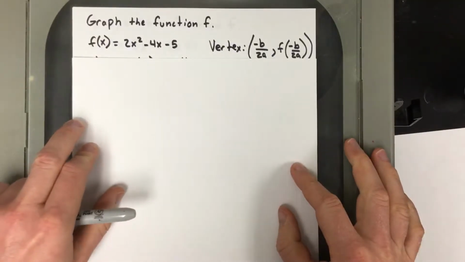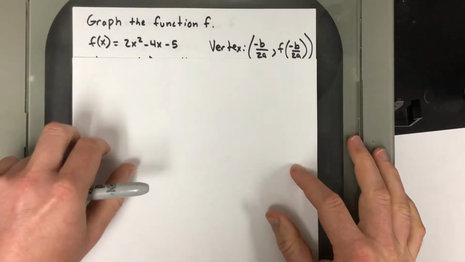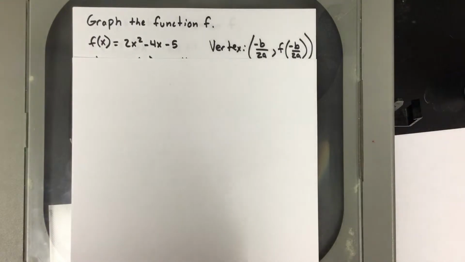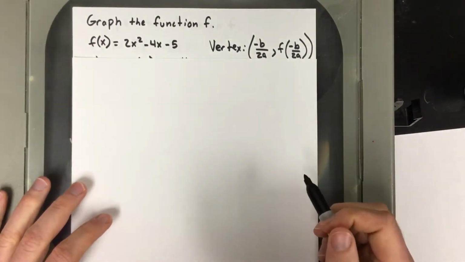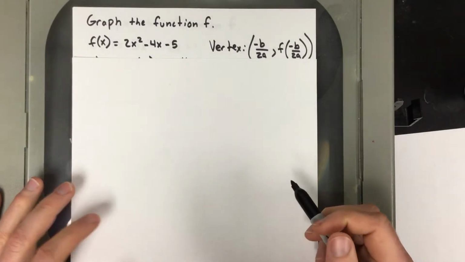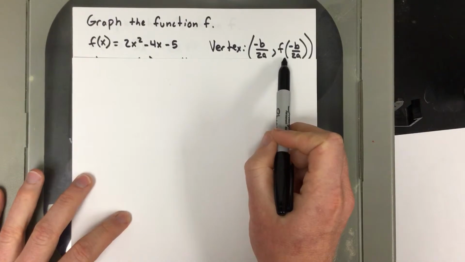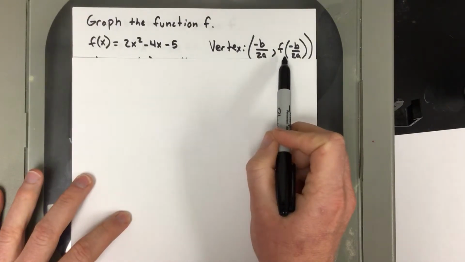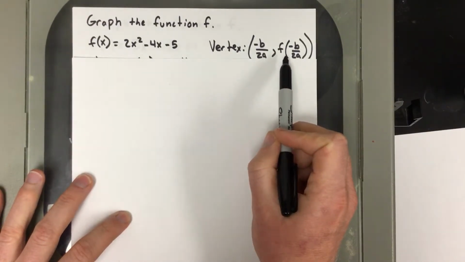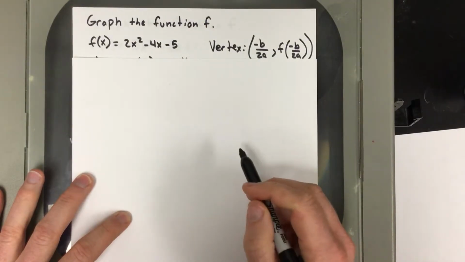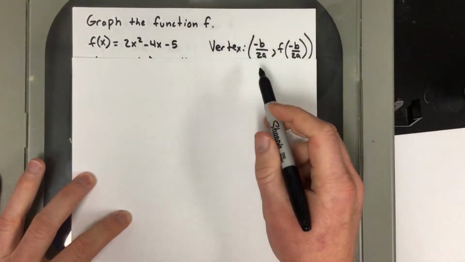Hey everyone, here's another example from section 3.1. This time it's going to ask us to graph the function f, and the function is actually in standard form. So what we're going to do is find the vertex using the vertex formula, and then we're going to basically make a t-chart and find some other points that are on this graph, and then we can graph it. So let's start by finding the vertex.